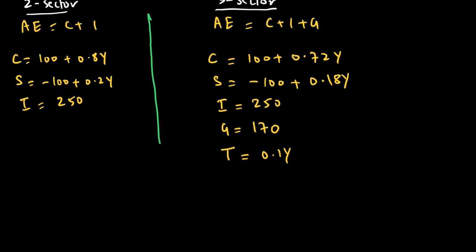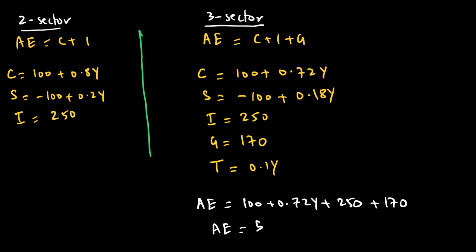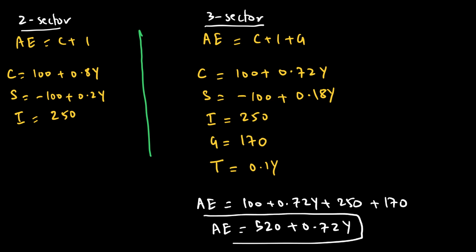Now when you look at this equation, my new AE becomes C plus I plus G, which is 100 plus 0.72y plus 250 plus 170 as my new equation, which means AE becomes 100 plus 250 plus 170, which is equal to 520 plus 0.72y. So this becomes my new aggregate expenditure.